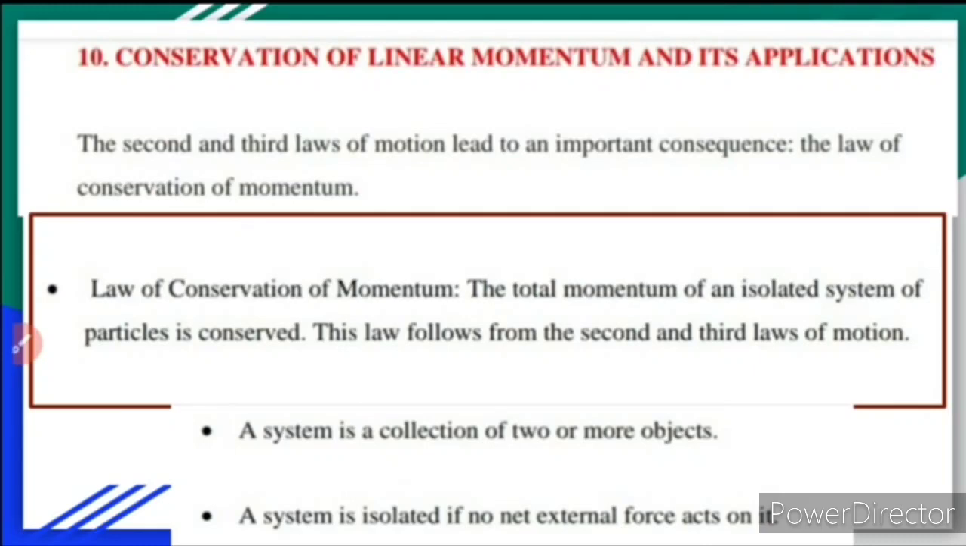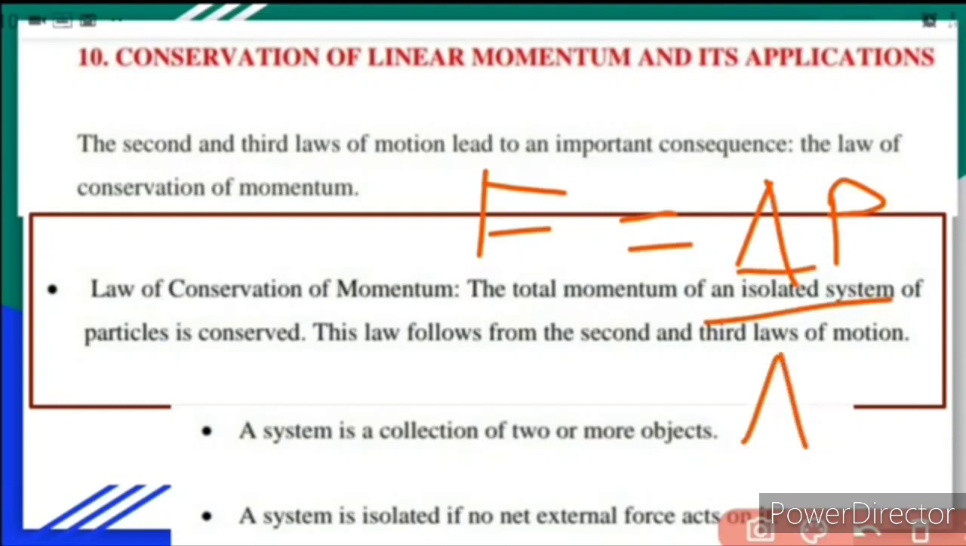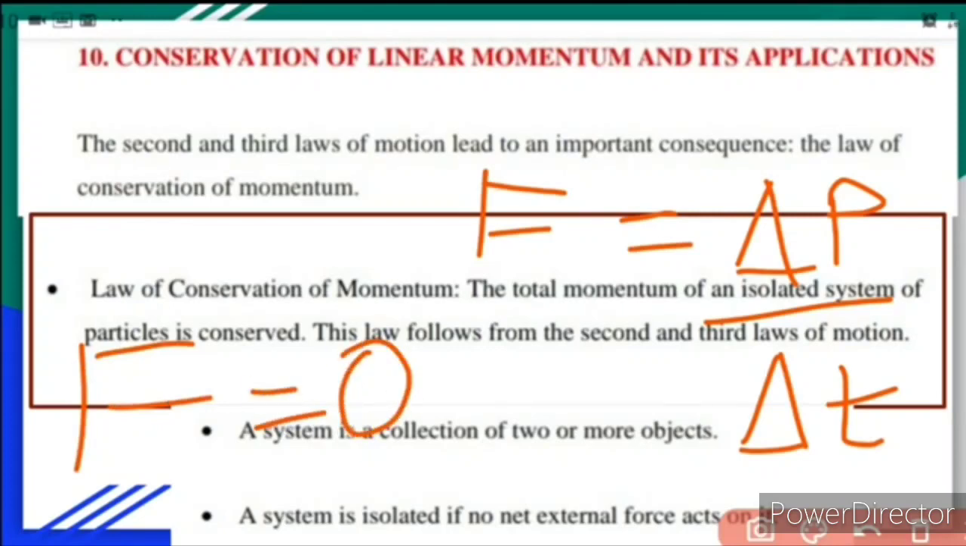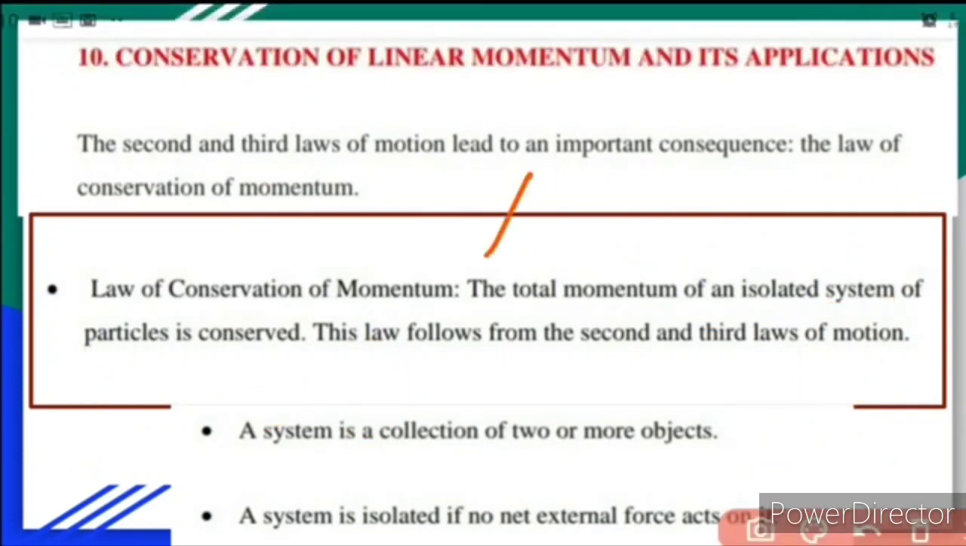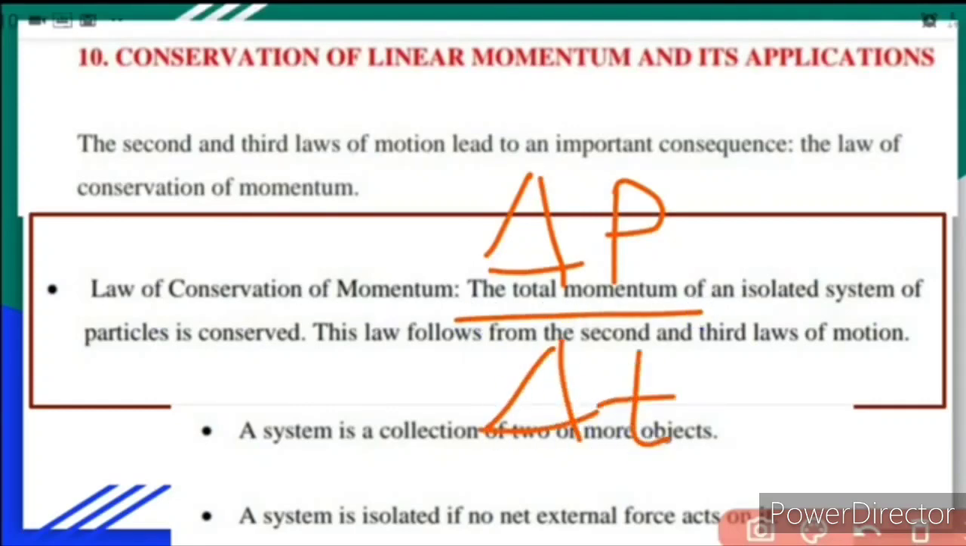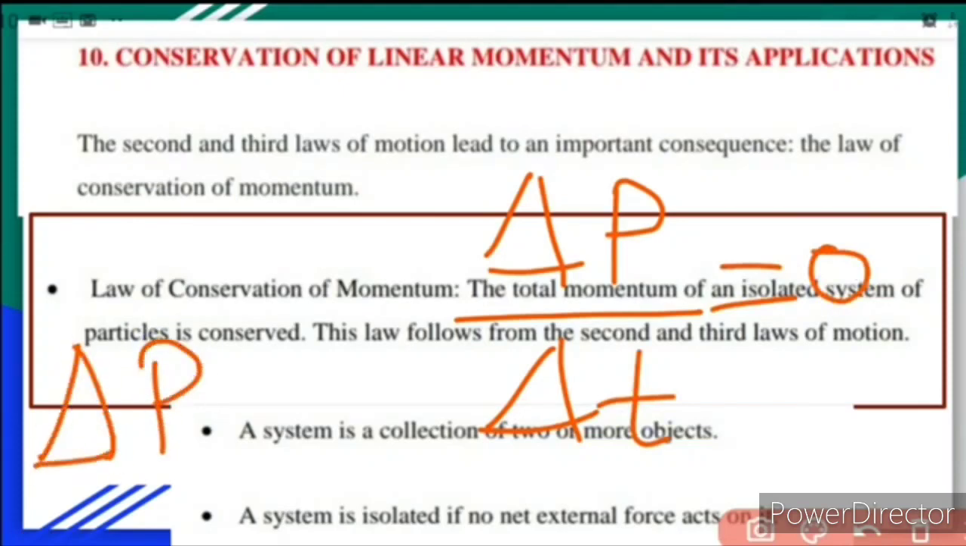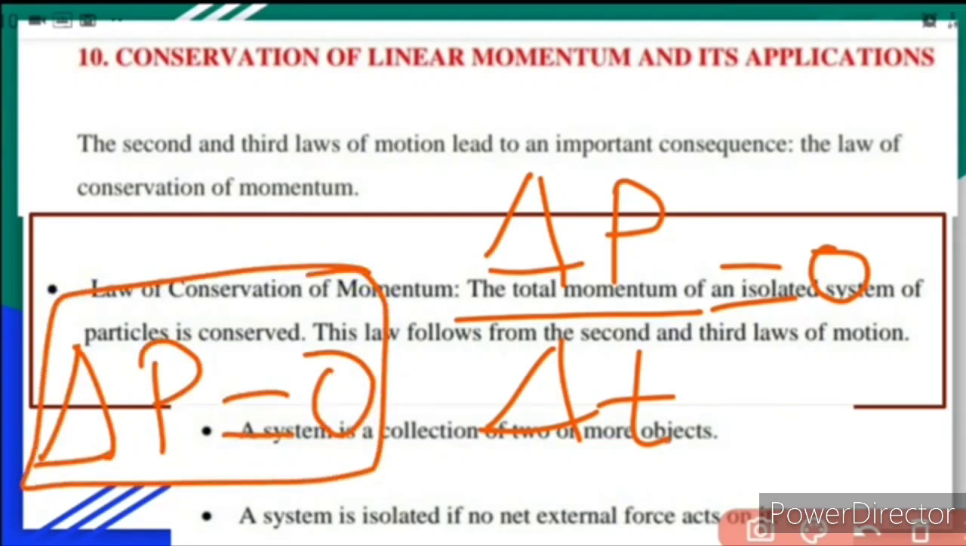This directly follows from Newton's second law of motion. We know according to second law, as we stated earlier, F is equal to delta P by delta T, where delta P is the change in momentum and delta T is the time. And what is F? The external force acting on the object. So if no external force is acting on the system, F will be equal to 0. If F is equal to 0, what does it imply? Delta P by delta T equal to 0 implies what? Delta P is equal to 0.